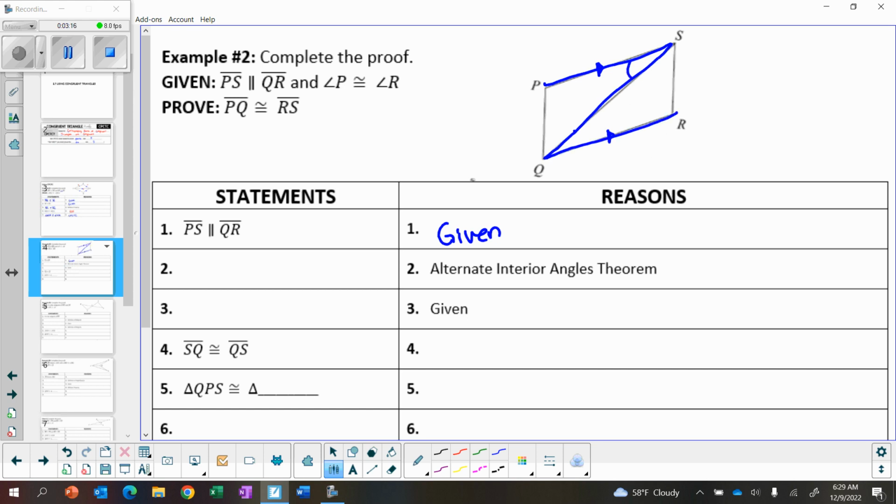That would make these two angles congruent by the alternate interior angle theorem. So that's angle PSQ is congruent to angle RQS. My other given is that angle P is congruent to angle R. I'm going to make sure I mark that as well. Angle P with angle R. And then they have that segment SQ is congruent to segment QS, which is our reflexive side. So that is reflexive property.